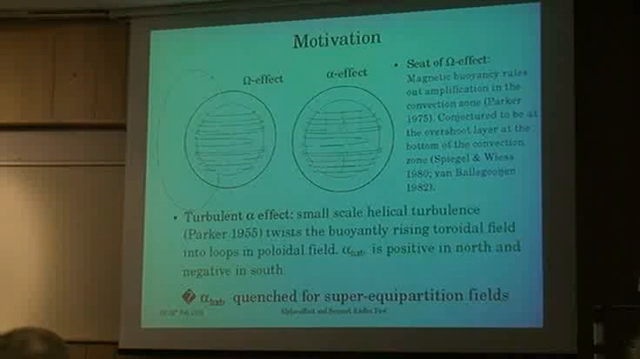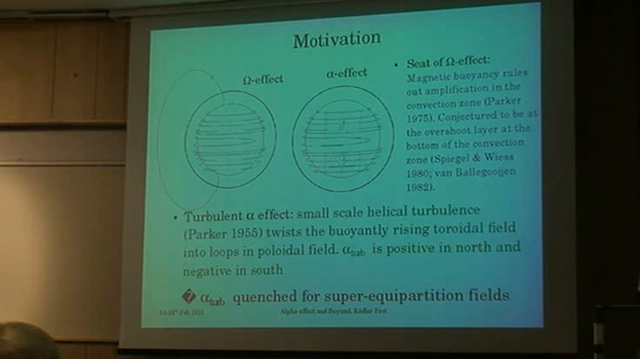And this alpha, due to the cyclonic turbulence in the solar convection zone, is positive in the north and negative in the south, beyond any doubt. But there are few problems. One of them being that this turbulent alpha will be quenched when the toroidal field is very strong.